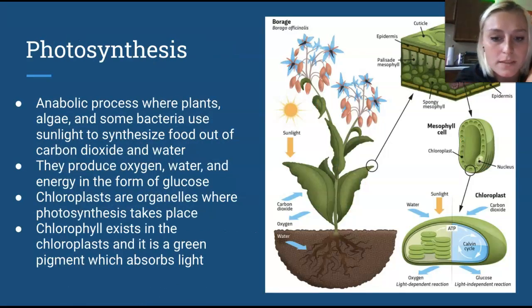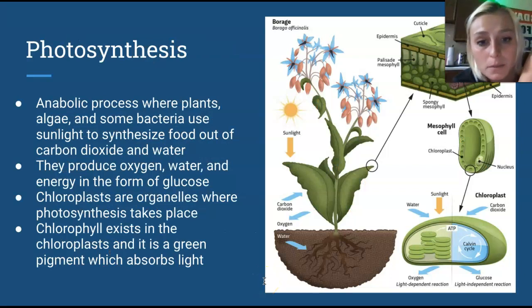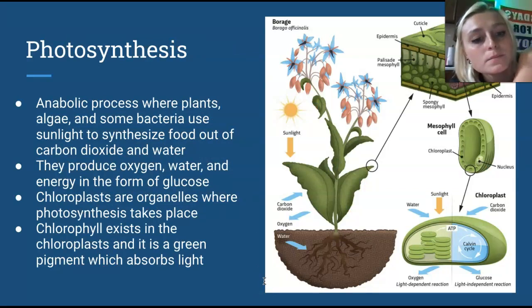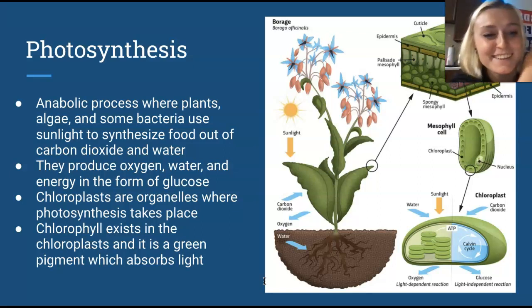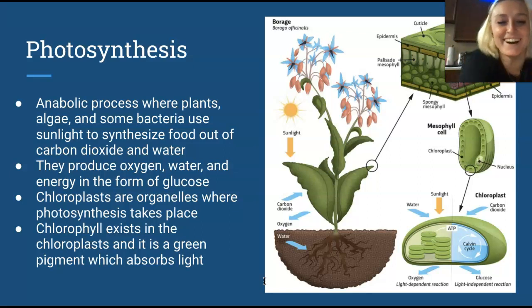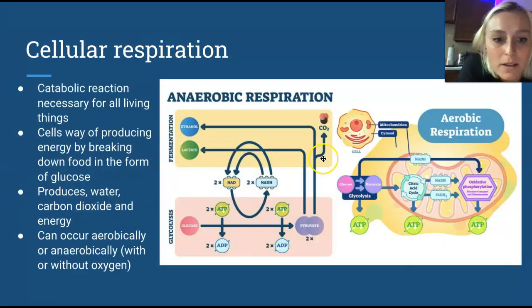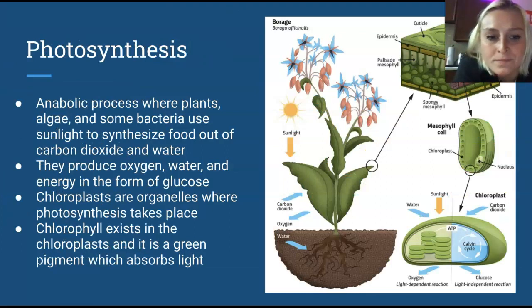So now photosynthesis is an anabolic process. Cellular respiration is a catabolic reaction because it's breaking things down and creating something. And this is anabolic because it's taking things and making something from them.